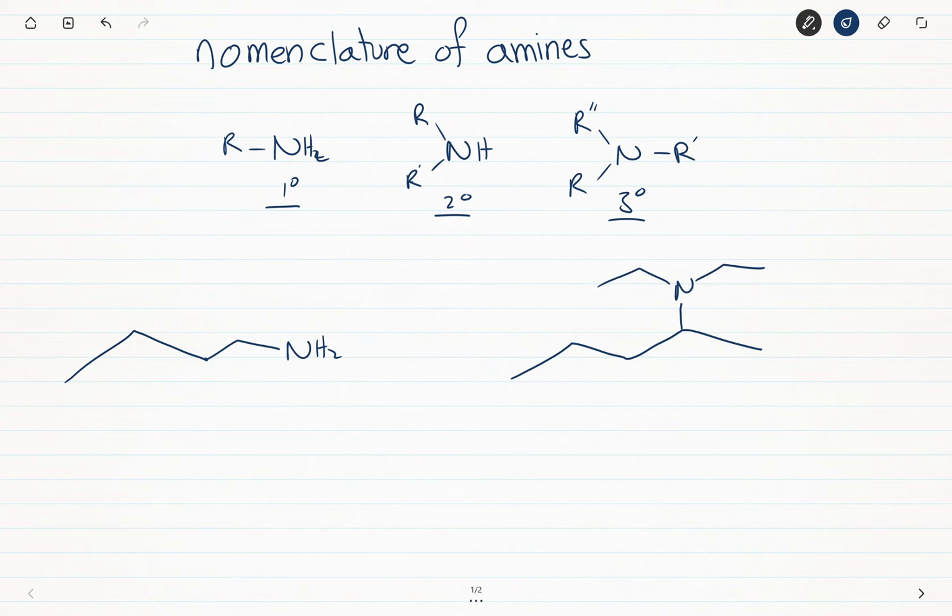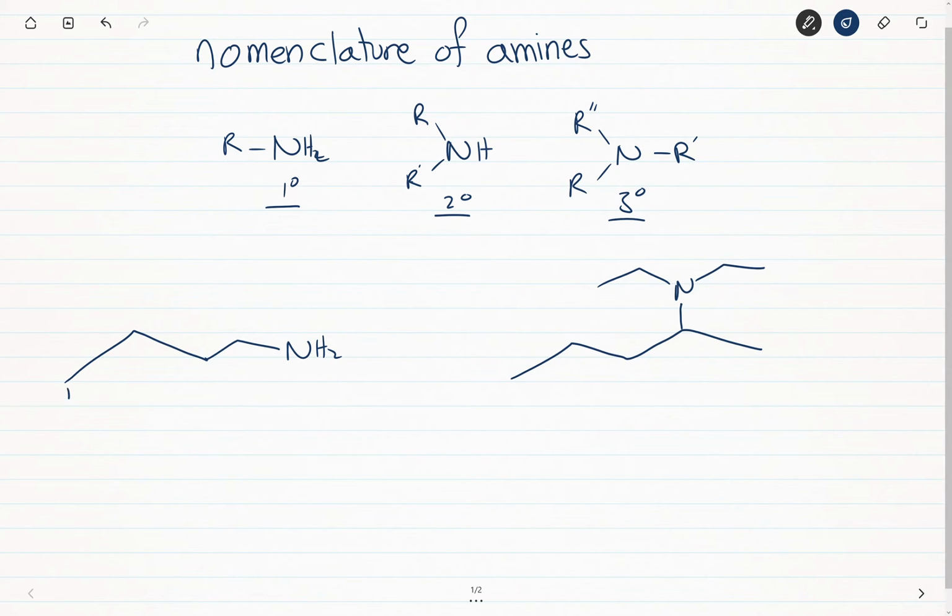Like always, the purpose of nomenclature to start out is to find the parent chain, know which functional group is taking priority, and then put it all together, make sure you number it correctly, and all the substituents are numbered and named correctly. So we'll start off with a simple one.